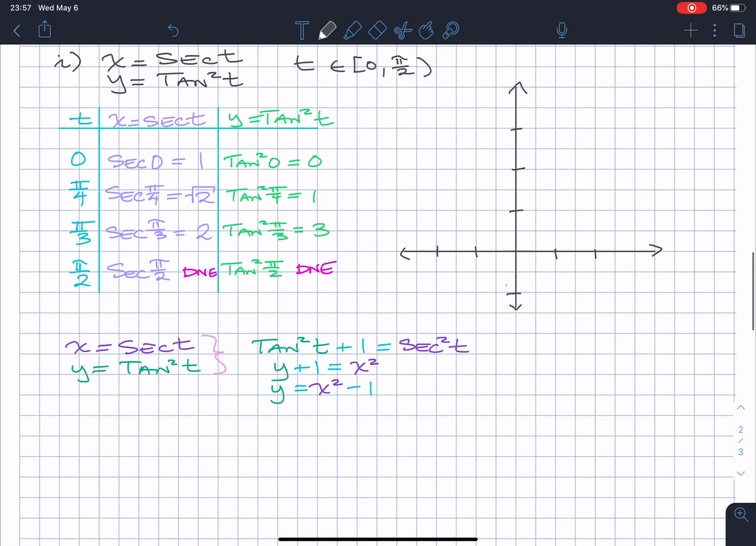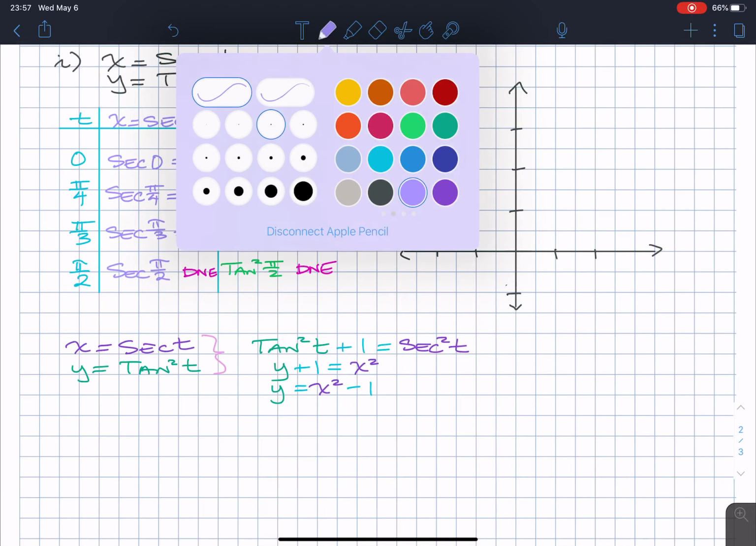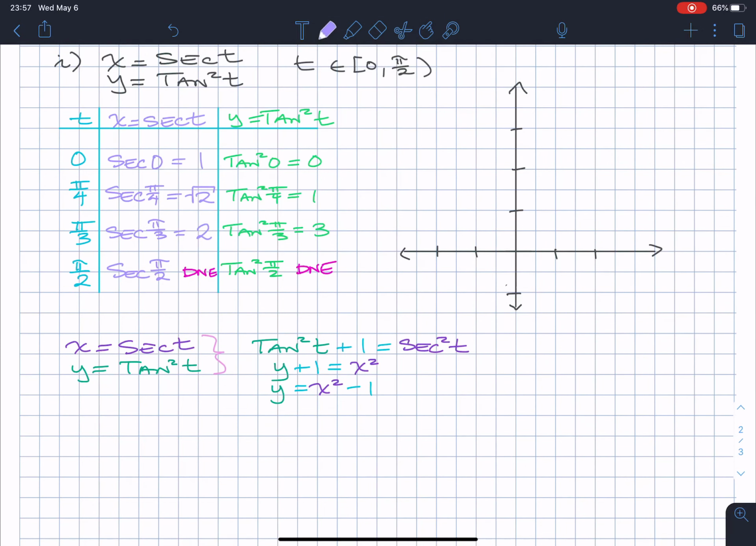Okay, so normally I would plot the whole thing, but I don't know where this starts. So what I'm going to do is look at the first point, which was at (1, 0). This is when t was 0. The second point is at (root 2, 1). So for me, it would be easier.